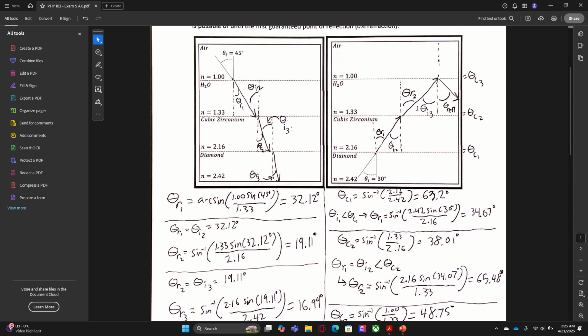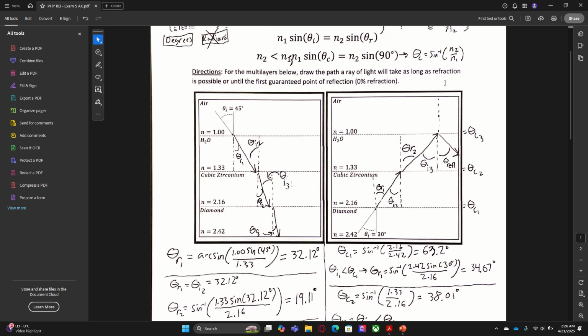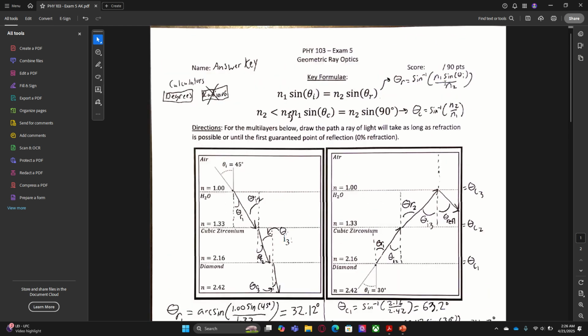Therefore, instead of drawing the ray as refracting into the next layer, just draw it as reflecting. And since this is the first time we have a reflection, a guaranteed reflection from 0% chance of refraction, we stop this multi-layer problem here. And that should be how you draw and sketch and calculate for your final test.